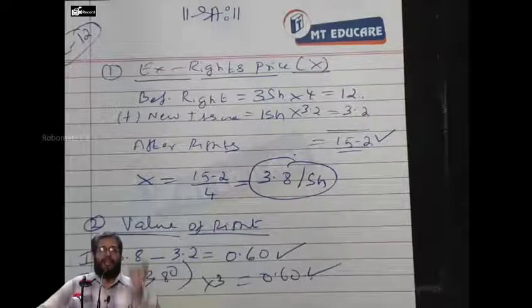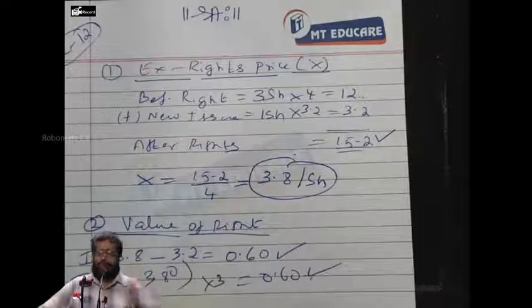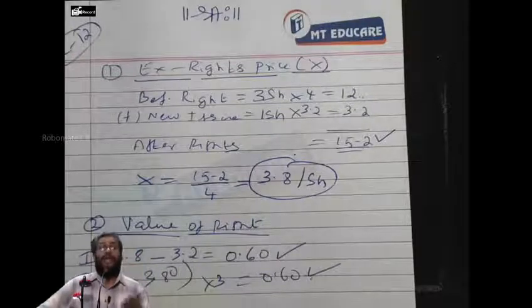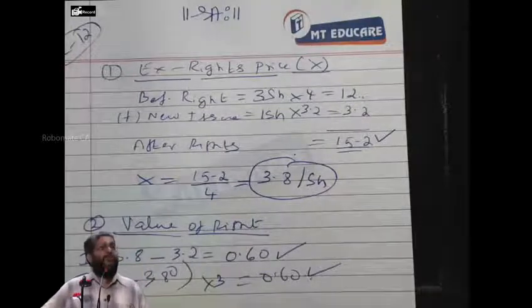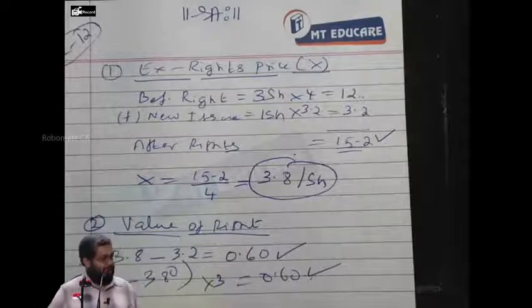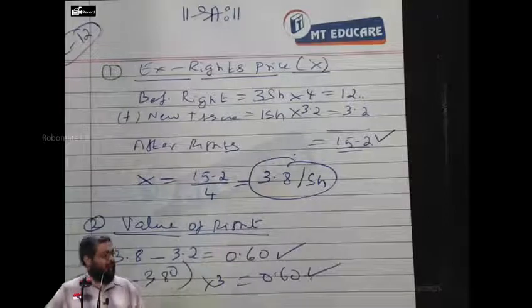Purchases a share worth. Answer my question. A share worth how much rupees? 3.8. Don't say 4. 4 is the share price before the rights. Yes or no? He is not going to be a shareholder of a before-rights company. He is going to be a shareholder of what? An after-rights company. Yes or no?